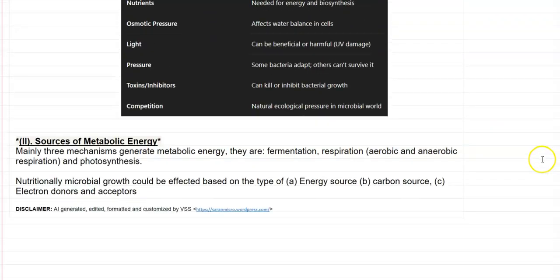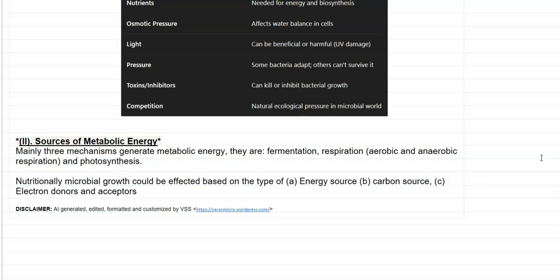Apart from these various factors, the final one is the source of metabolic energy. This is also an important factor that helps in their survival in the environment or even in their growth and multiplication. Mainly three mechanisms have been understood about the generation of metabolic energy in microorganisms. They are fermentation, respiration, which consists of both aerobic and anaerobic respiration, and photosynthesis, which is a process by which atmospheric carbon is fixed into cell carbon.